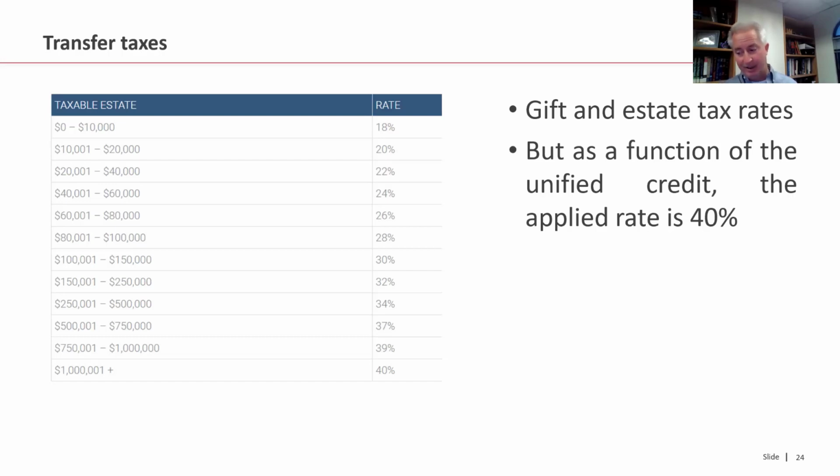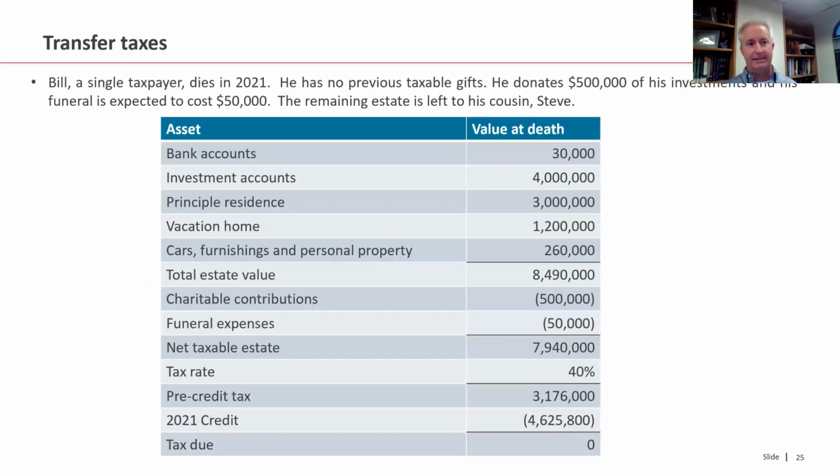This isn't an estate and gift planning course. There is one of those in the finance department. And there are, of course, techniques to try to get around these taxes. So let's do a quick example. We've got Bill. He's a senior single taxpayer. He dies in 2021. He's made no previous taxable gifts. He's going to donate $500,000 of his investments. His funeral is expected to cost $50,000. Everything else he's just going to leave to his one cousin, Steve.